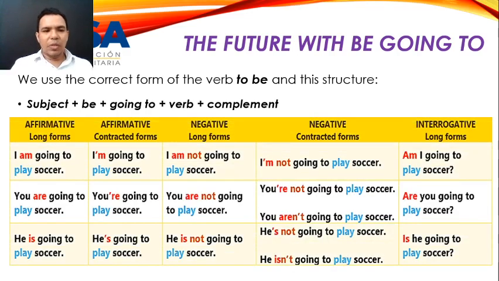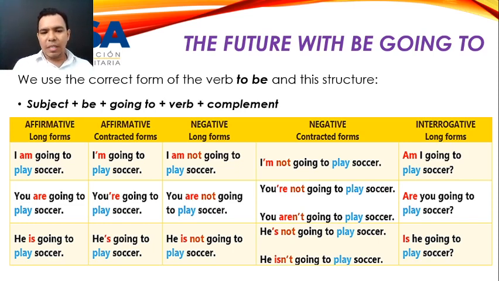Here are some examples. I'm going to play soccer. You are going to play. As you can see in affirmative, you just need to change the verb to be: I am, you are, he is, because the rest of the sentence is almost the same for all of them. So, if you want to talk about your sister, it is she. So, she is going to study French. Or, my brother is going to travel today. That's future. Remember, with be going to, you change the verb to be.